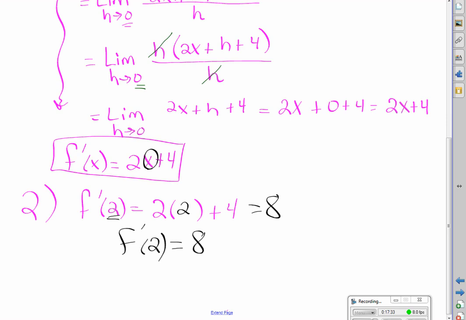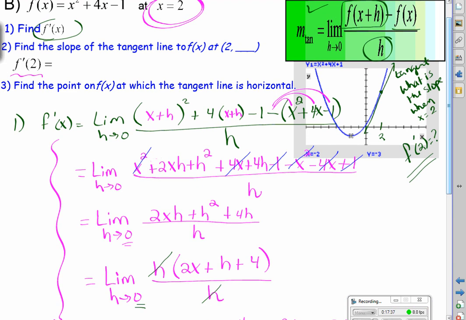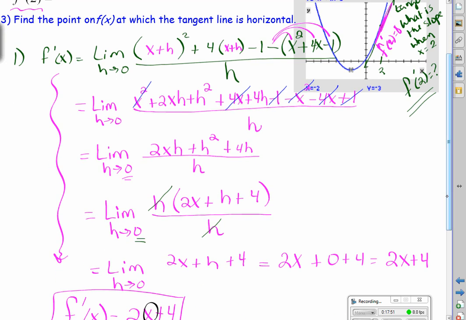When x is 2, and you come back up to our picture here, what we just found out is that f prime of 2 equals 8. That describes the slope of this tangent line. And then it says, find a point on f of x at which the tangent line is horizontal. Well, the horizontal will happen right down here, won't it? There's a horizontal place. Where does that occur?